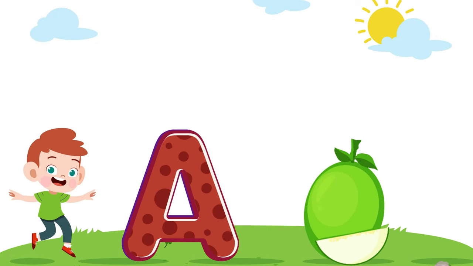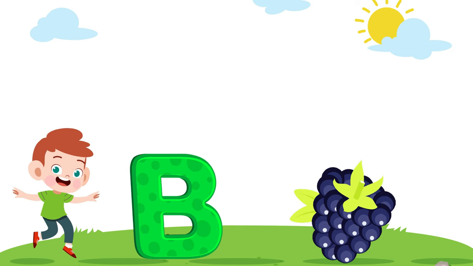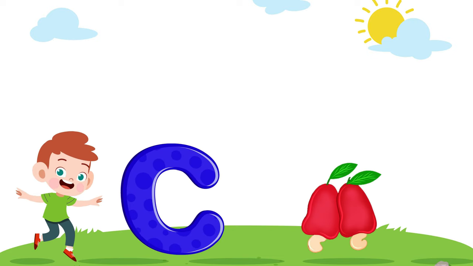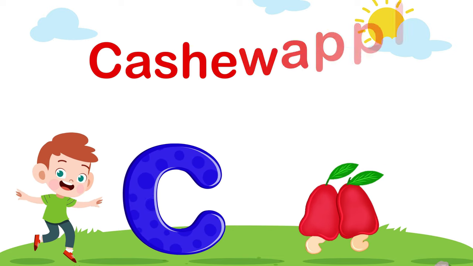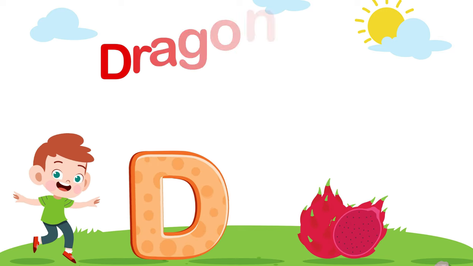A is for Ambarella. A, A. Ambarella. B is for Blackberries. B, B. Blackberries. C is for Cashew Apple. C, C. Cashew Apple. D is for Dragon Fruit. D, D. Dragon Fruit.